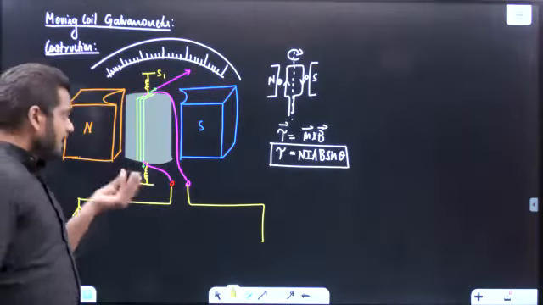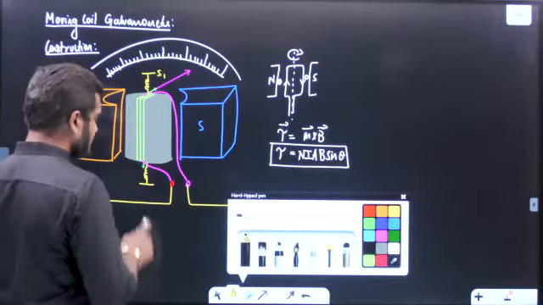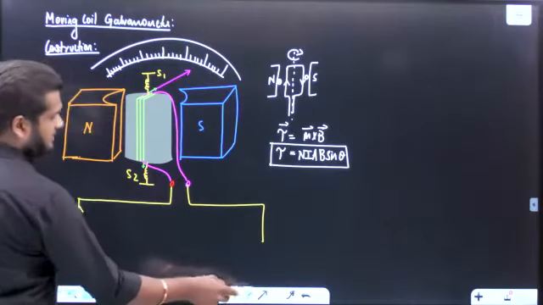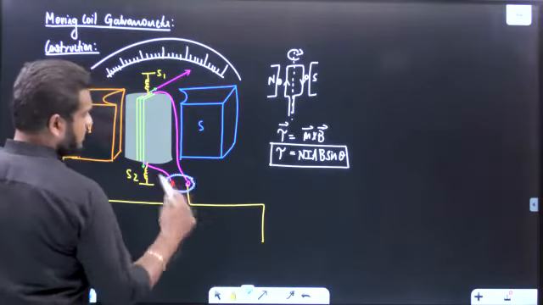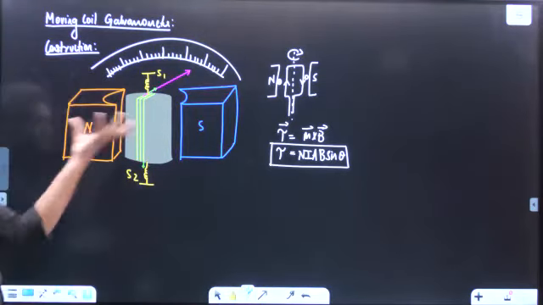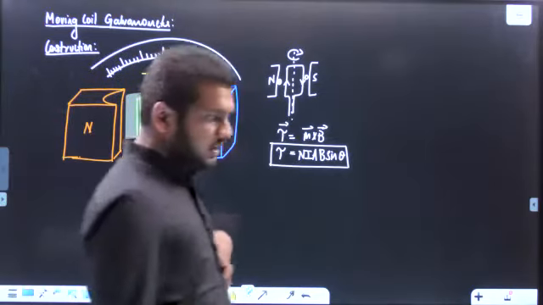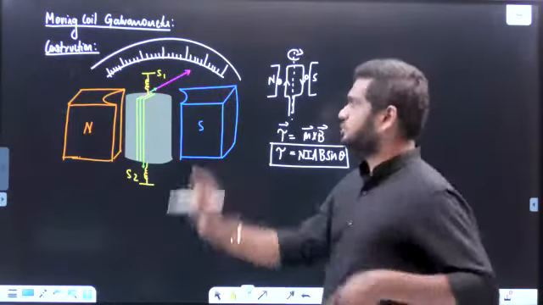Okay, then why are the springs S1 and S2 used in the diagram? See, in your examination, you don't have to write the notches and all. You just write this, more than sufficient. What is the purpose of the spring S1 and S2?